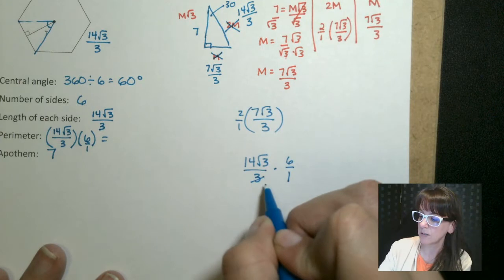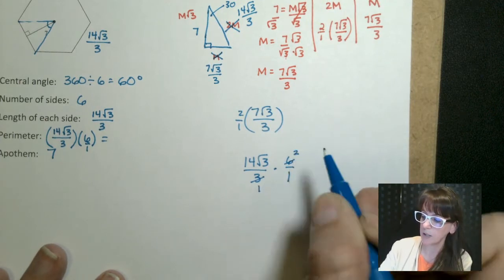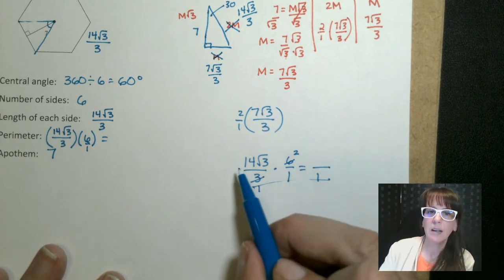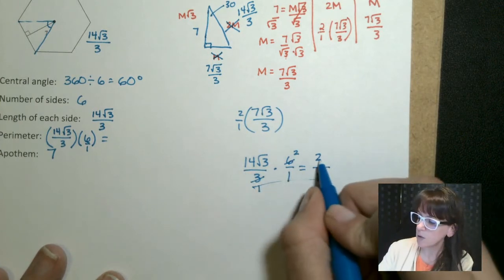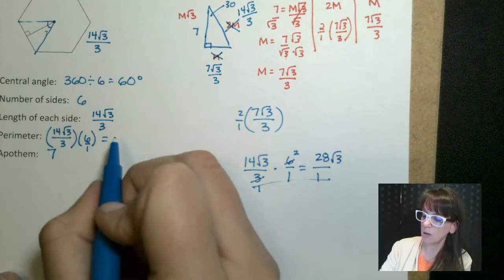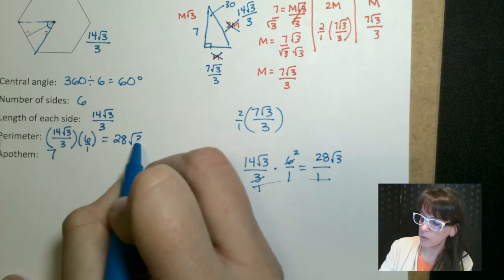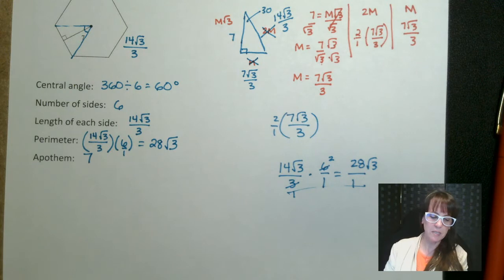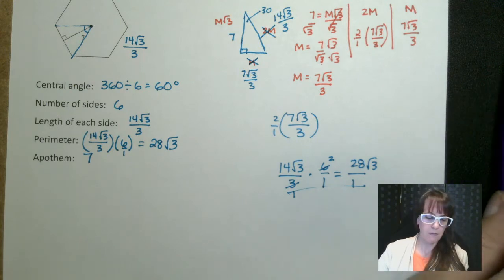I can cross cancel. Divide that by 3, I get 1. Divide that by 3, I get 2. All of that's going to be over 1, so I don't care about that. 14 times 2, that gives me 28 root 3. So 28 root 3 is my perimeter. Whew, this is why I tell you to organize your information, because otherwise it gets to be all sorts of disastrously messy. So now we are in a position to be able to find our area.